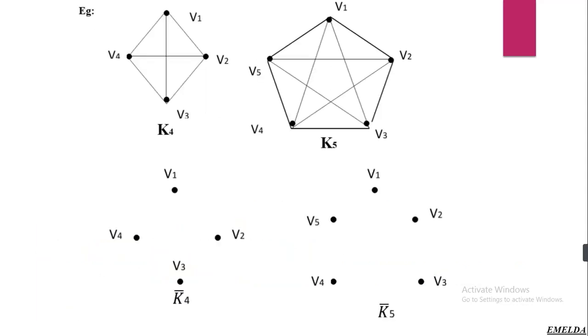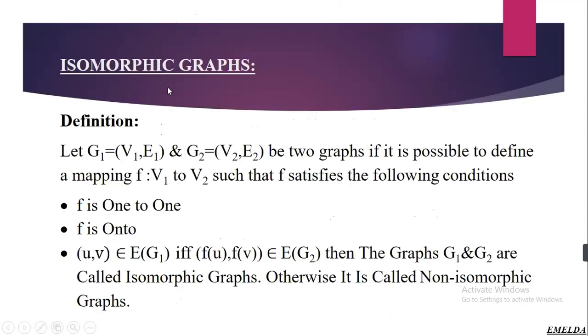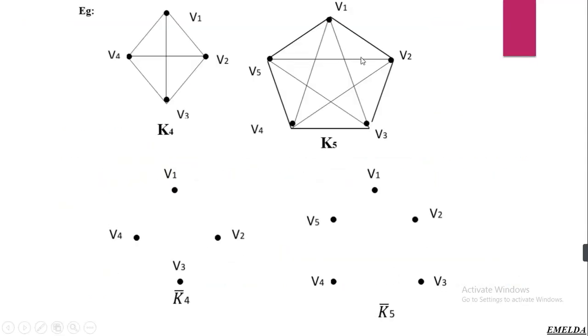So this is an example of a complete graph and its complement graph. This is the complete graph K4, then this is the complete graph K5, and these are the complements of K4 and K5. The complement of K4 as well as the complement of K5 are isolated, called totally disconnected graphs, whose degree is always 0.